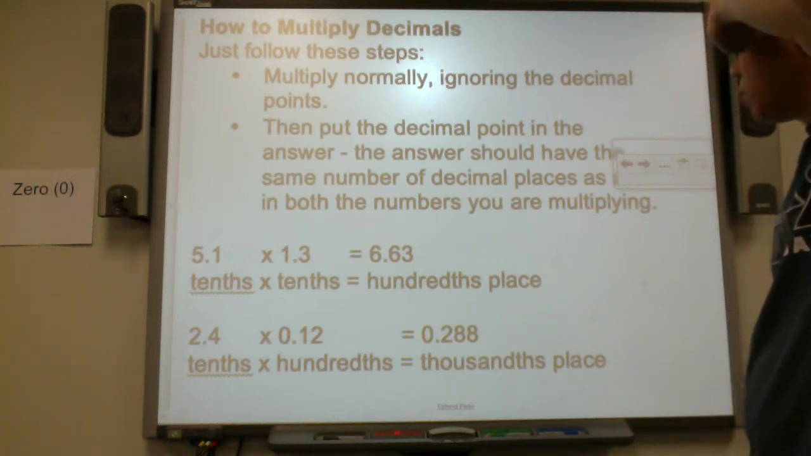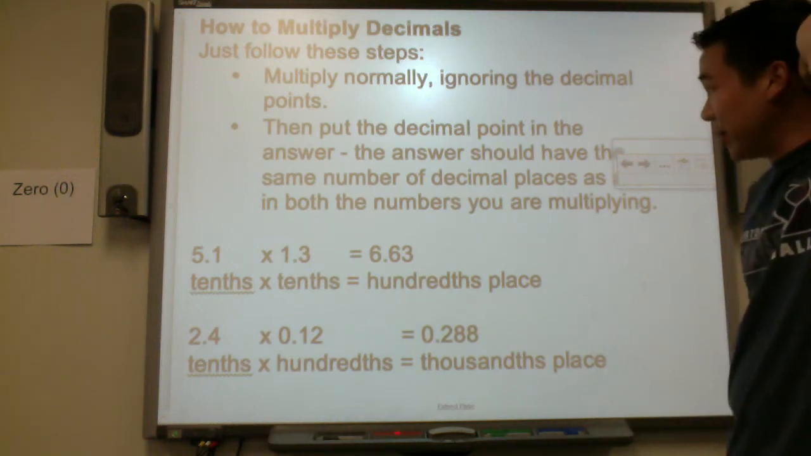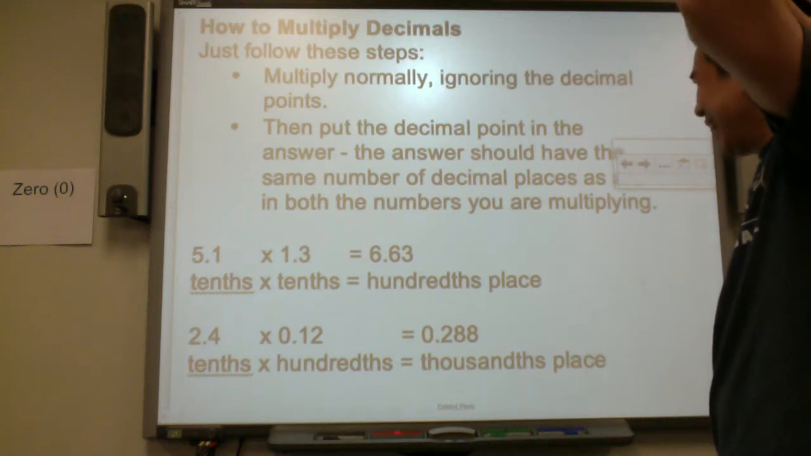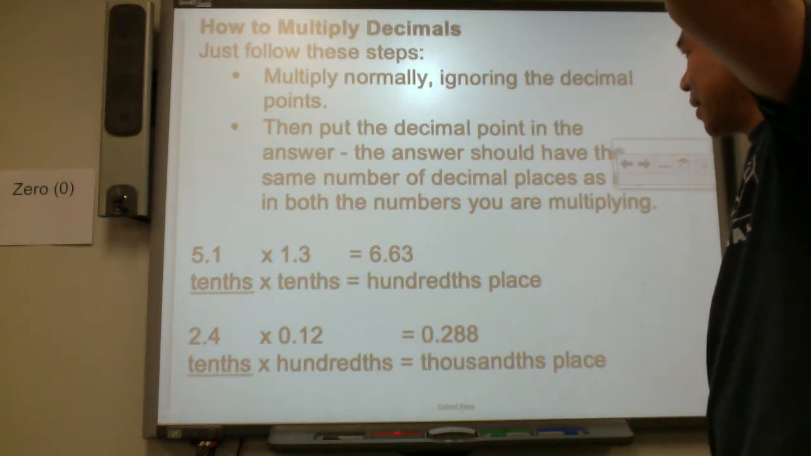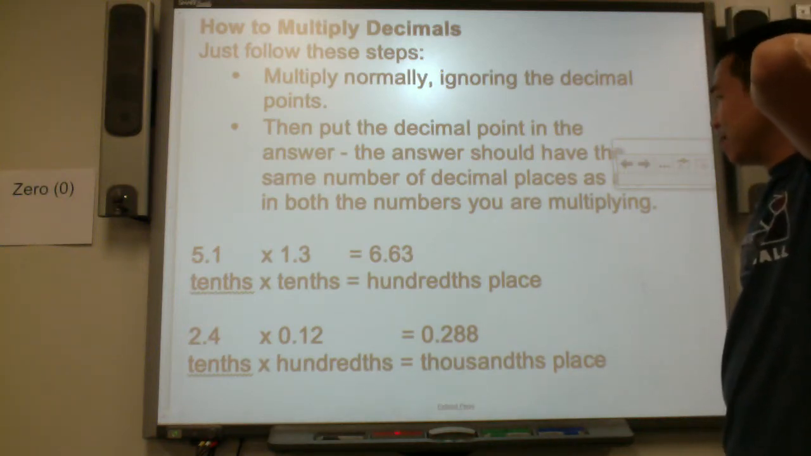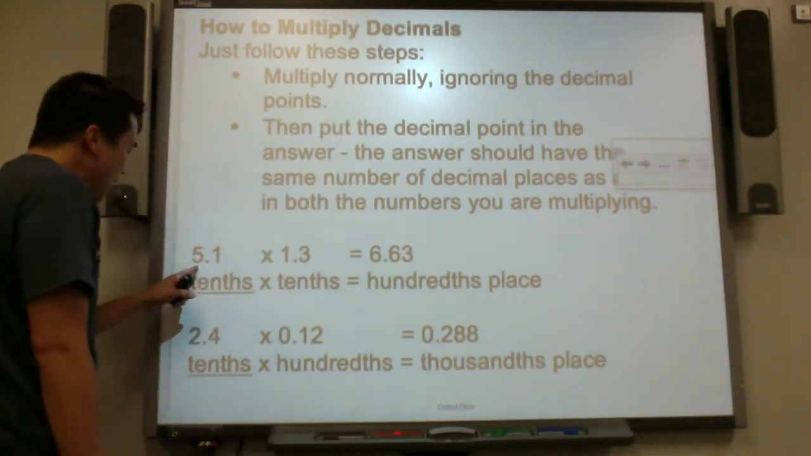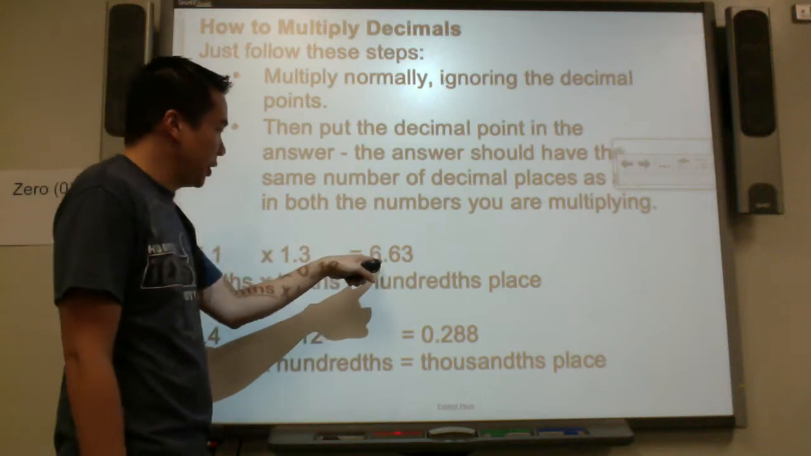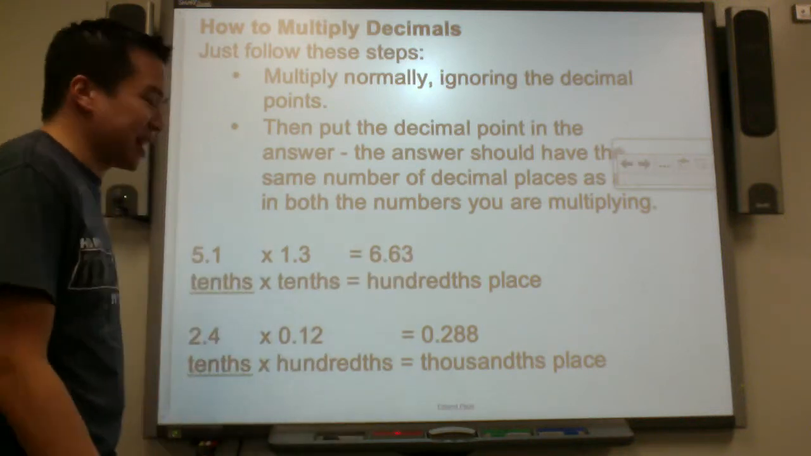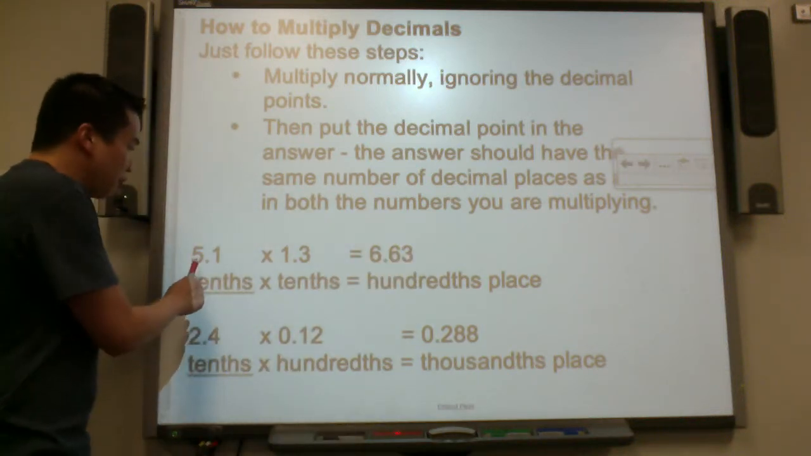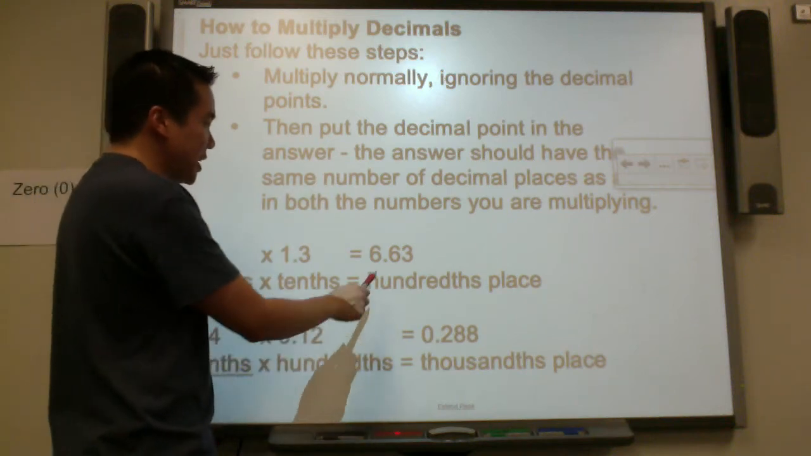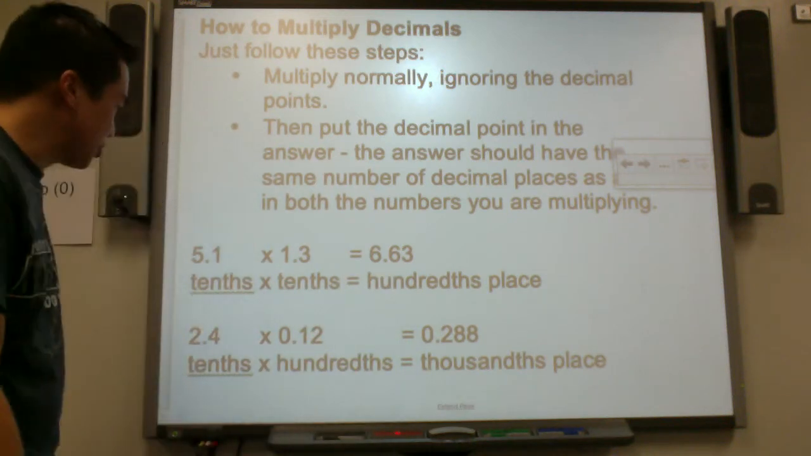So, how do you multiply? There are 2 ways. You can multiply normally, ignoring the decimal point. Then you put the decimal point in the answer. The answer should have the same number of decimal places as in both the numbers you are multiplying combined. For example, 5.1 times 1.3 is 6.63, or 6 and 63 hundredths. So 5 and 1/10 times 1 and 3/10 is 6 and 63 hundredths.